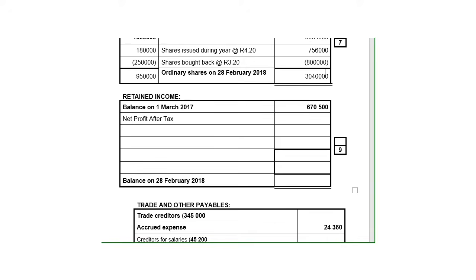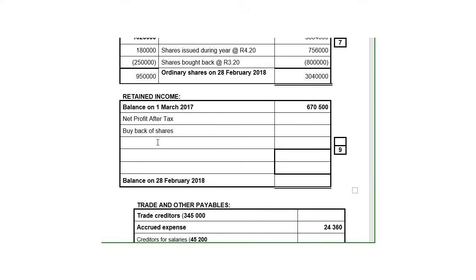From that, we're going to deduct whatever additional amount we had to pay back to buy back the shares. Remember, we said the average is R3.20 and that was 800,000, but that is not what we paid. We paid a bit more than that. So the buyback of shares, whatever the additional amount is, must come in there.